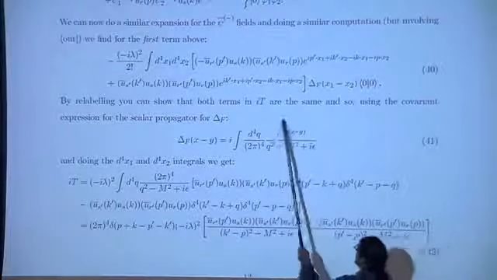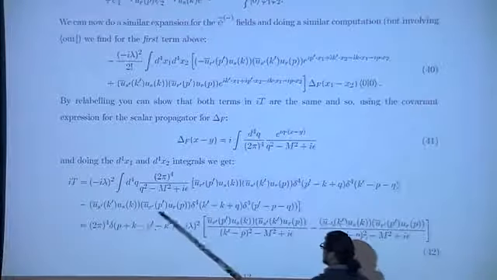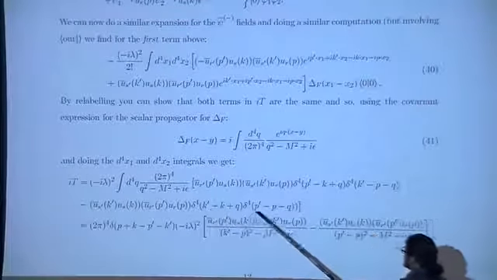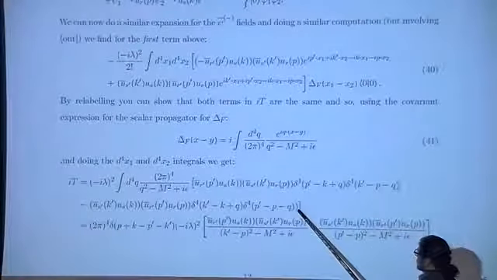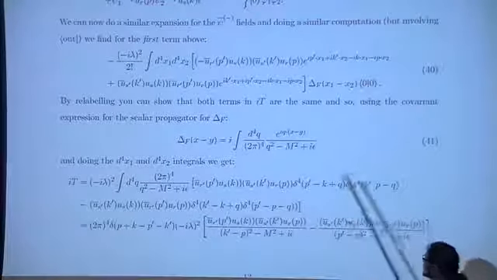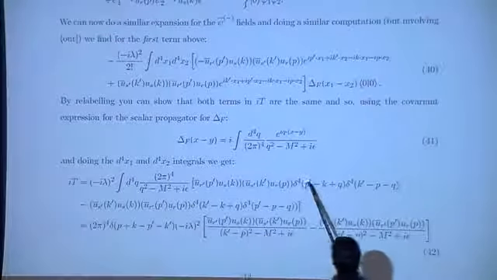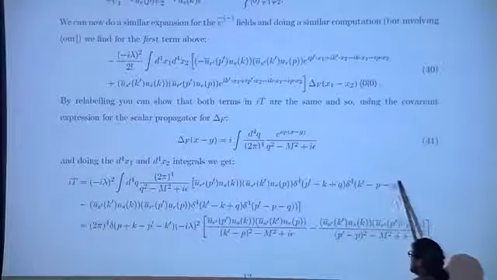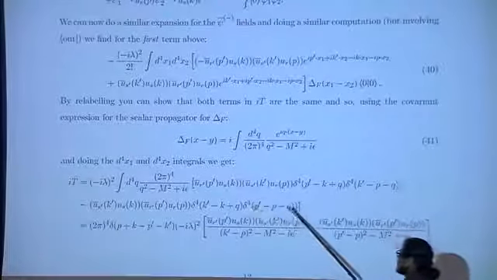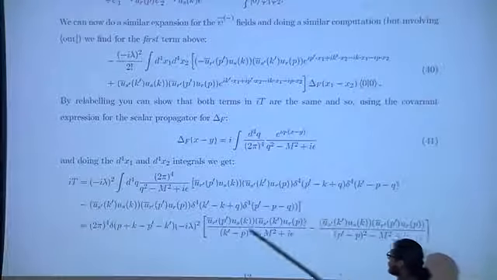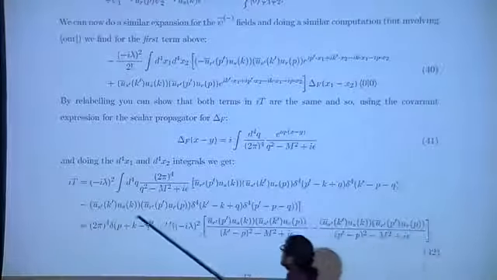You do the same thing in the second term, and you get these 2 delta functions. But you still have a q integral left. And if you do that, then these 2 delta functions and these 2 delta functions will combine. And then you get this.